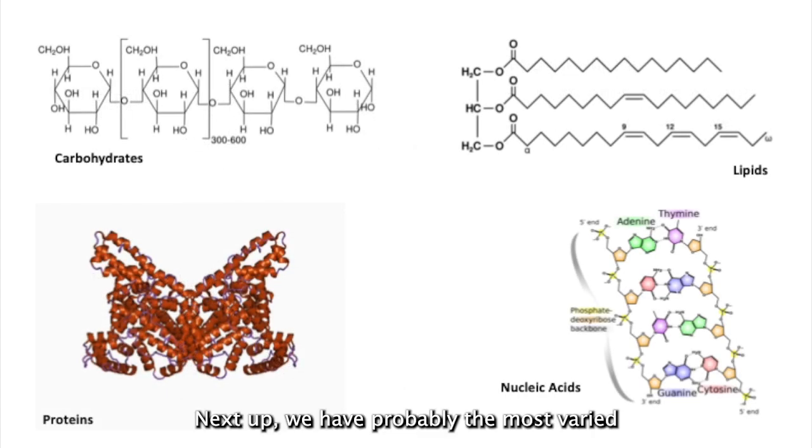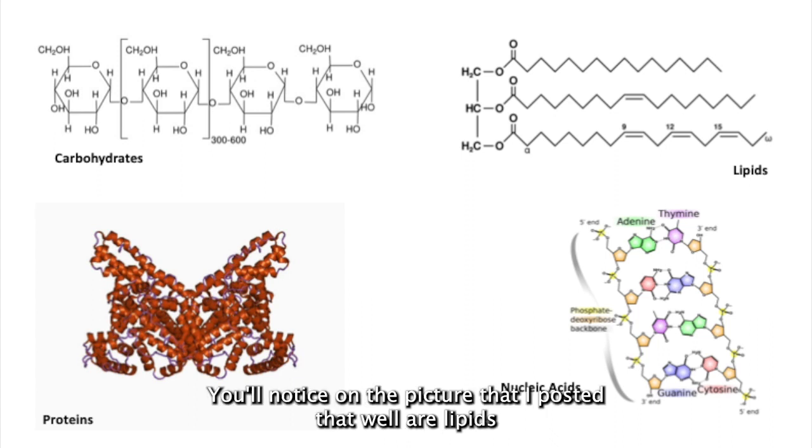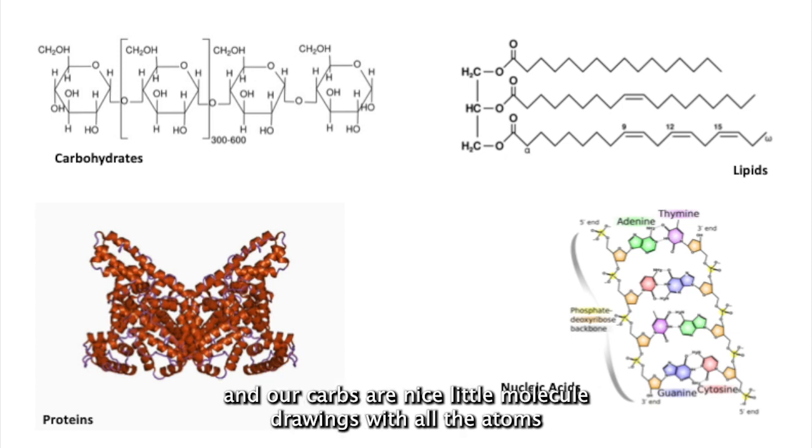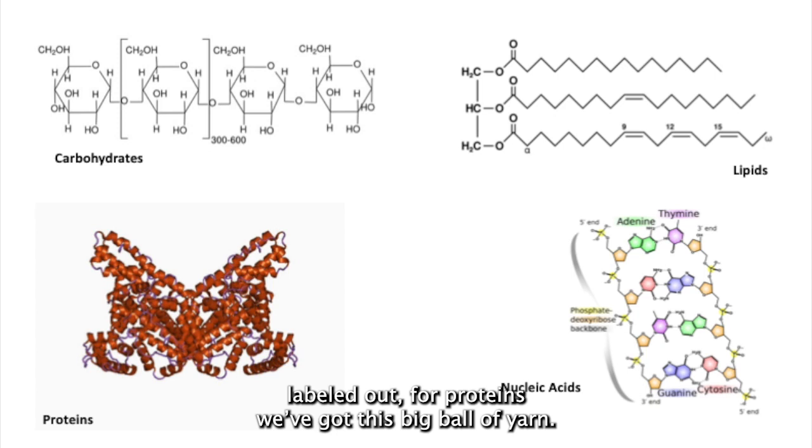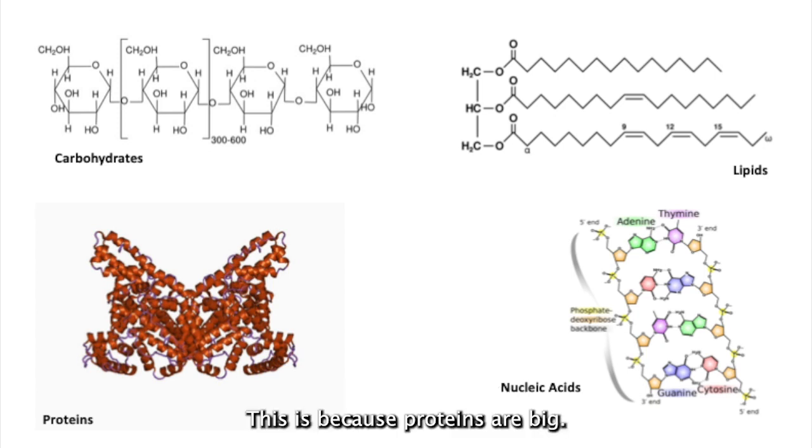Next up, we have probably the most varied class of biological macromolecules, the proteins. You'll notice on the picture that I posted that while our lipids and our carbs are nice little molecule drawings with all the atoms labeled out, for proteins we got this big ball of yarn. This is because proteins are big.